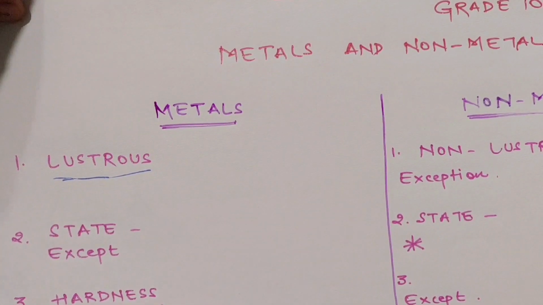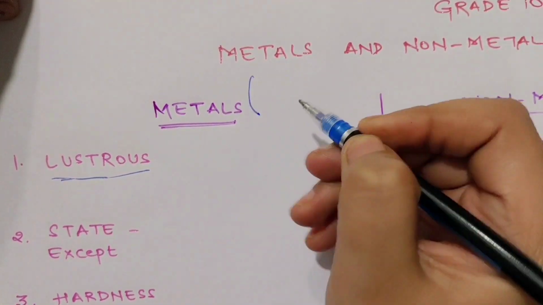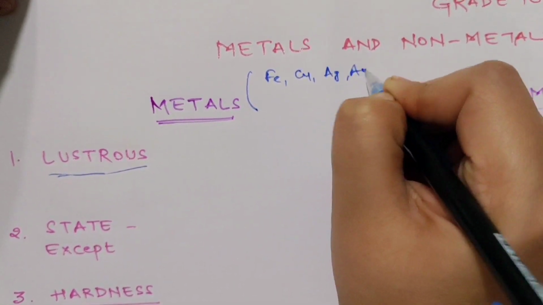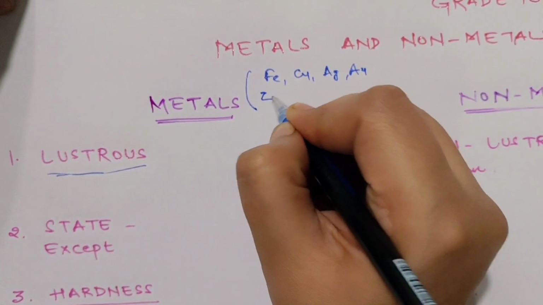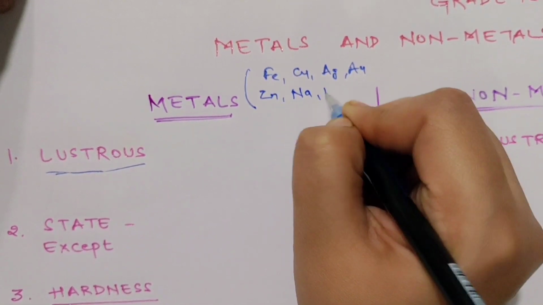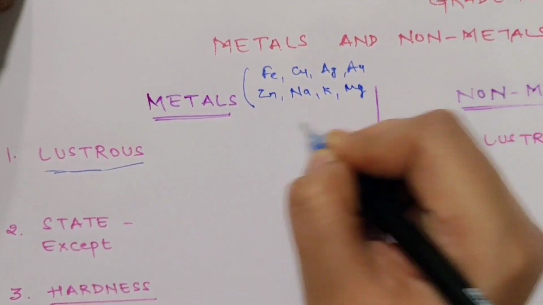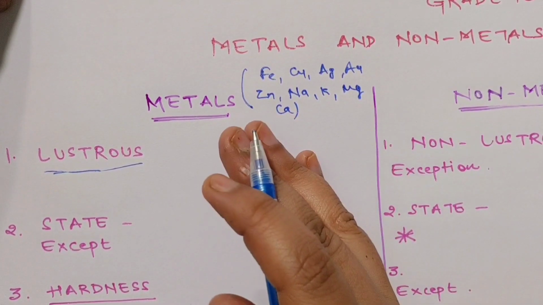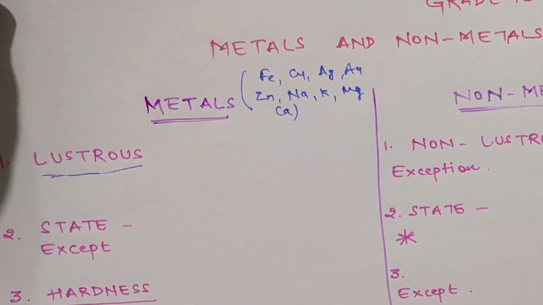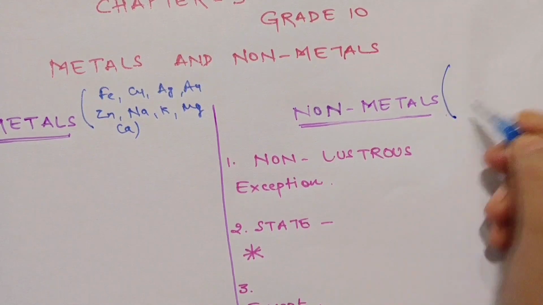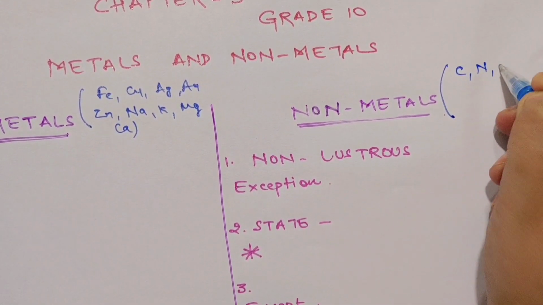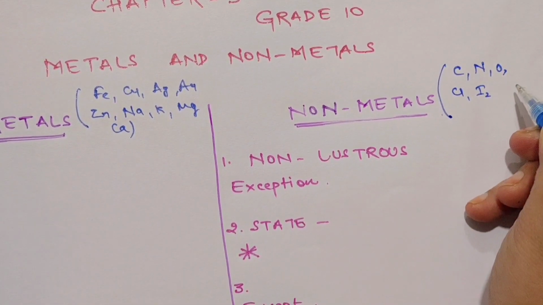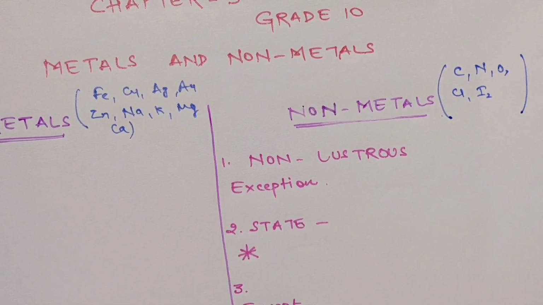Okay, so metals, the metals that you're familiar with, iron, copper, silver, gold. But apart from that, we have zinc, sodium, potassium, magnesium, and calcium. They're all metals. They're found on the left side of the periodic table. Okay, non-metals, carbon, nitrogen, oxygen, chlorine, iodine. They are all non-metals. All right.